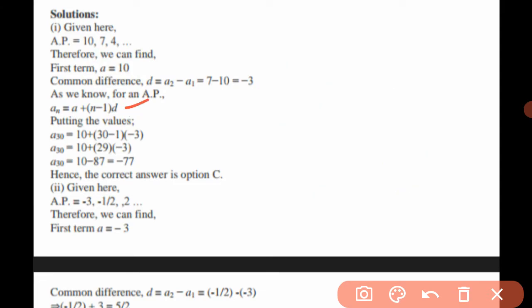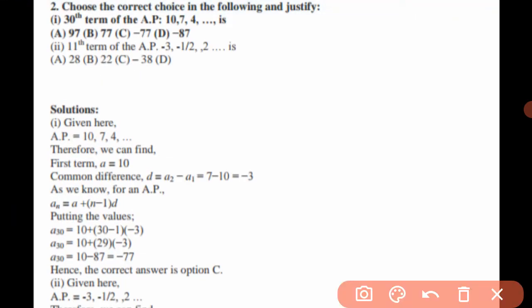Now an equals a plus (n minus 1) into d. Now putting in the values, here we will find the 38th term, because we have to find the 38th term, that is an. So an means a30 equals 10 plus (30 minus 1) into minus 3. By solving, it will be 10 minus 87, which equals minus 77. So the correct option will be C. So here minus 77 is the correct option. In this case, option C will be correct.